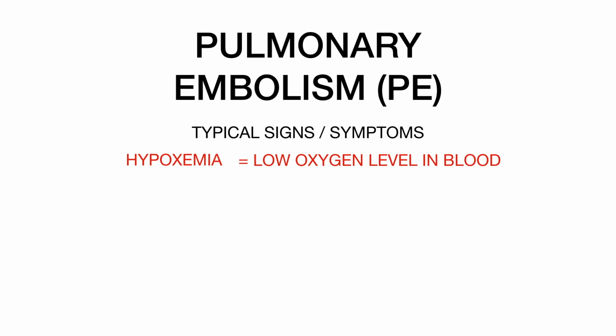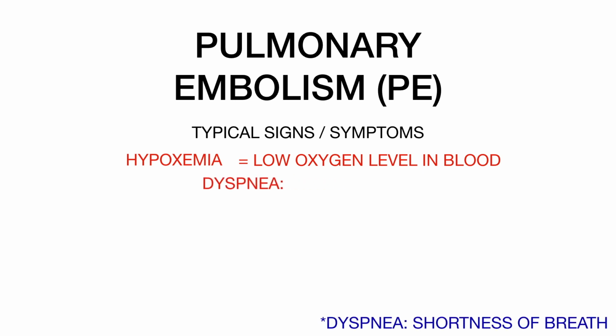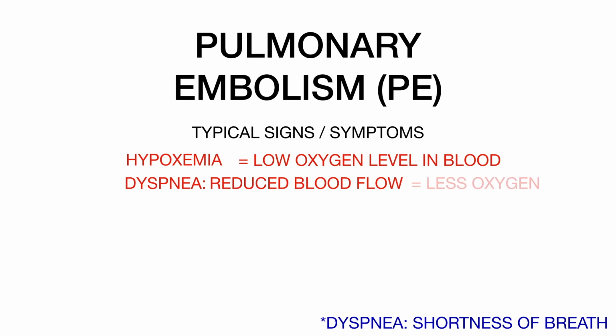The reduced blood flow is also causing dyspnea, which means shortness of breath. Why would the patient become short of breath? Think about it. There is a clump of blood in the lungs in the way of the normal blood flow. This will cause the blood flow to be reduced. And what does blood carry? Oxygen. And we use oxygen to breathe. If that blood flow is reduced, that oxygen is reduced as well, causing us to be gasping for more air.